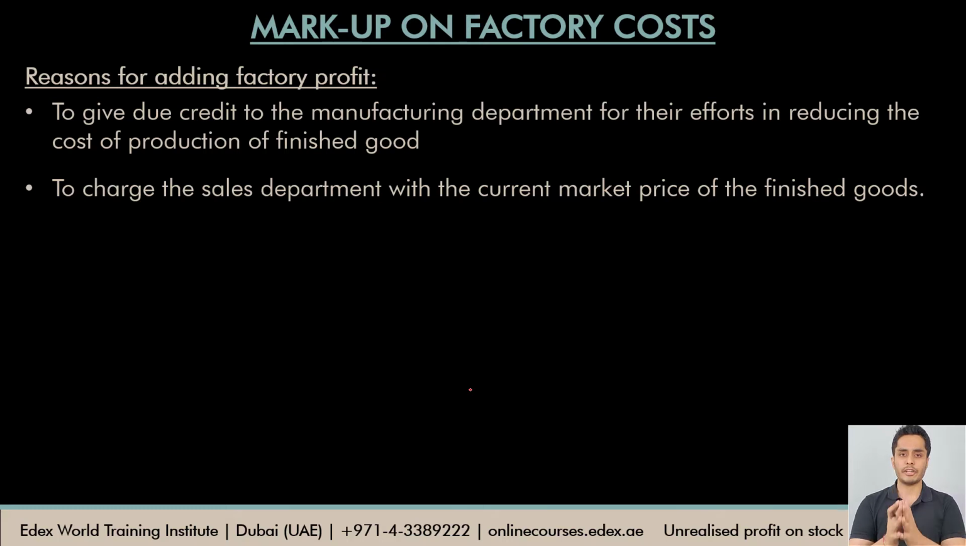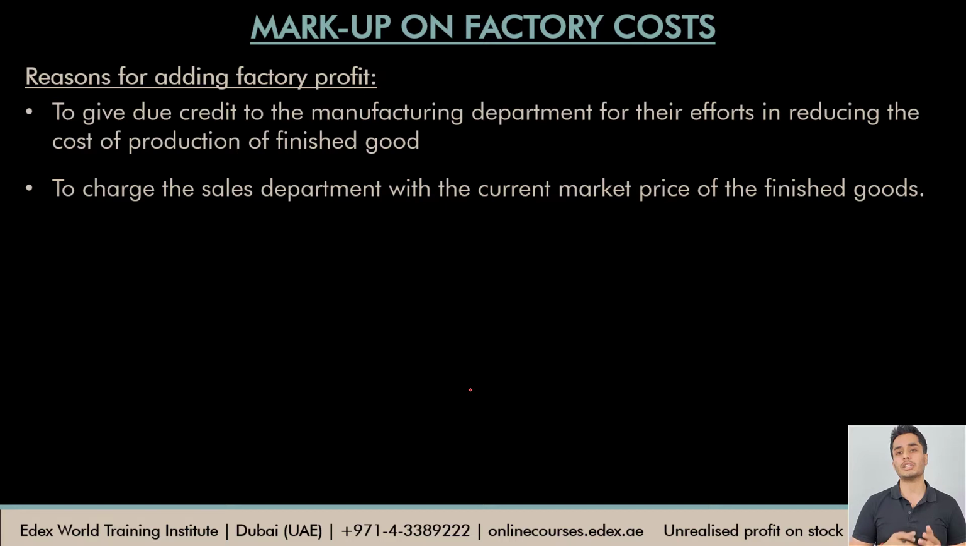See, whenever factory workers or factory supervisors try to reduce the cost of production, they need some motivation. They need to be given due credit for their efforts. This can only be done when we can compare the cost of production to the open market price. If these goods are always transferred at cost to the sales department, there would be no motivation for the workers to achieve minimum cost of production.